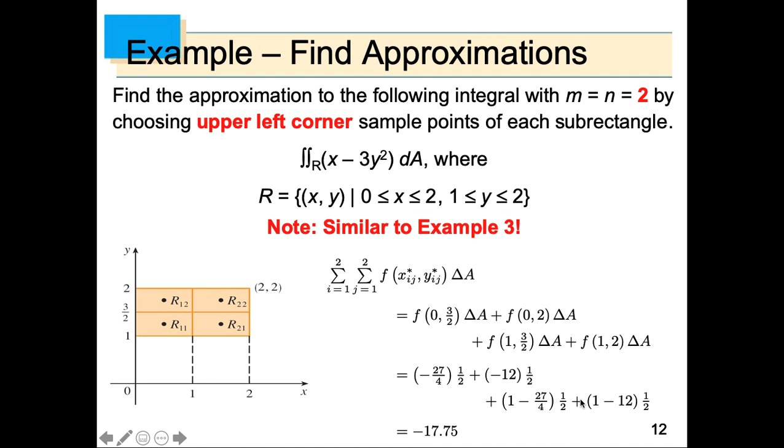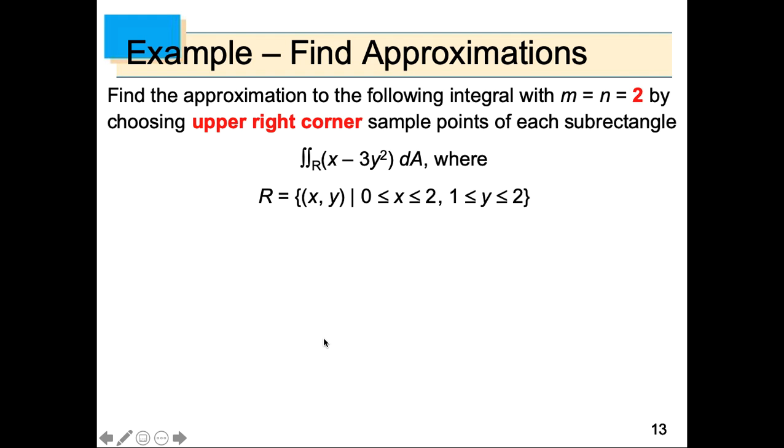Now, you'll notice all the terms have a factor of 1/2. So you actually don't have to multiply every single term by 1/2. You can just factor out a 1/2, add up all these heights, and be done with it. You should end up with negative 17.75. So that's for the upper left corner. How about the upper right corner?